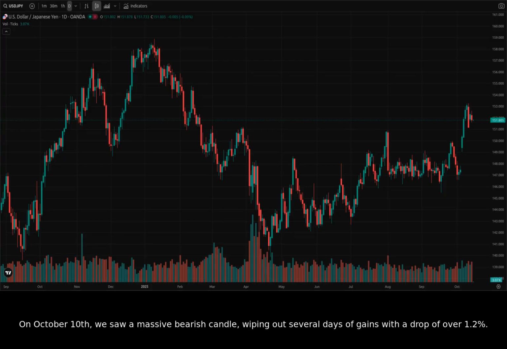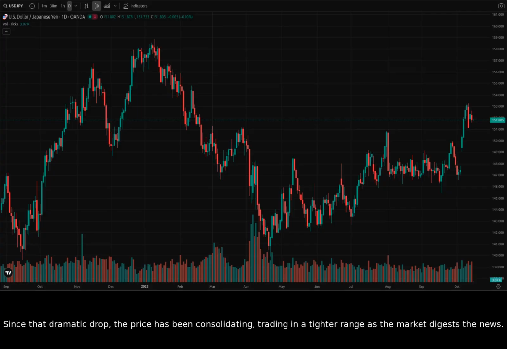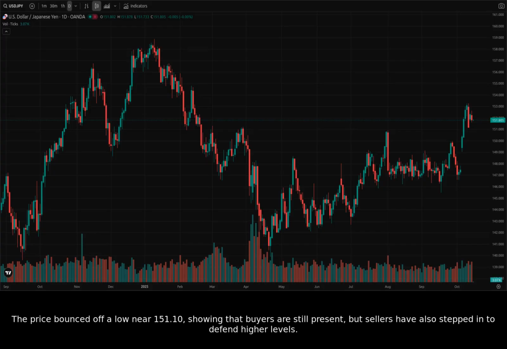On October 10th, we saw a massive bearish candle, wiping out several days of gains with a drop of over 1.2%. This sharp reversal coincided perfectly with the news of the Japanese ruling coalition breaking up, injecting fear and uncertainty into the market. Since that dramatic drop, the price has been consolidating, trading in a tighter range as the market digests the news. The price bounced off a low near 151.10, showing that buyers are still present, but sellers have also stepped in to defend higher levels.